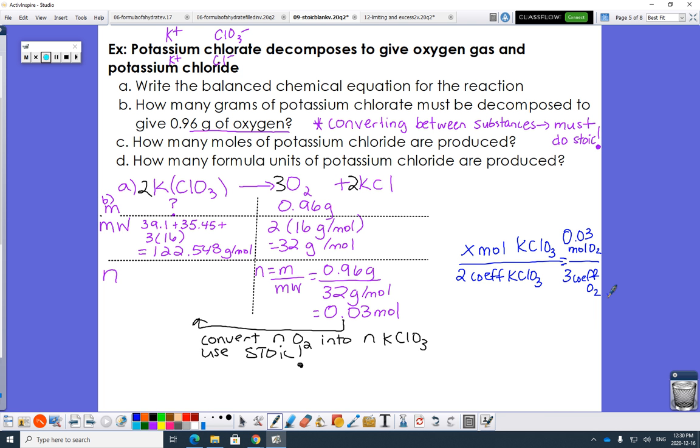So again, now you decide how you want to do this. Do you want to cross multiply? You can do 0.03 divided by 3 times 2. Either way, you get the same thing. I don't really have room here to do the other way. I hope that's okay.